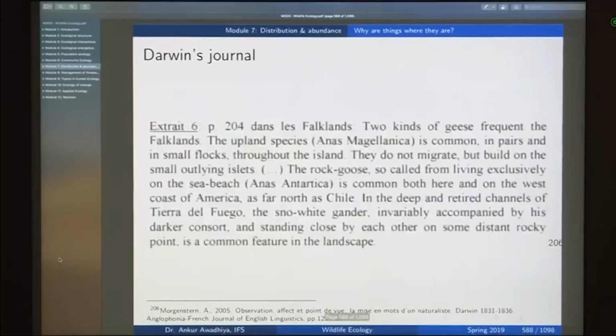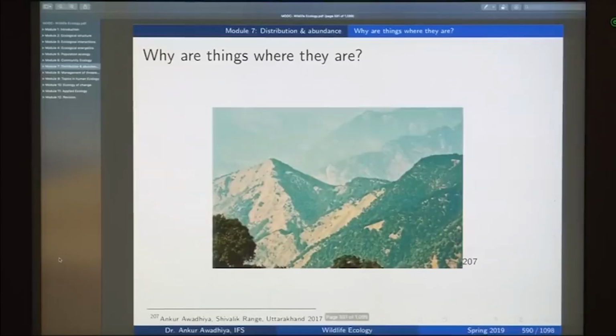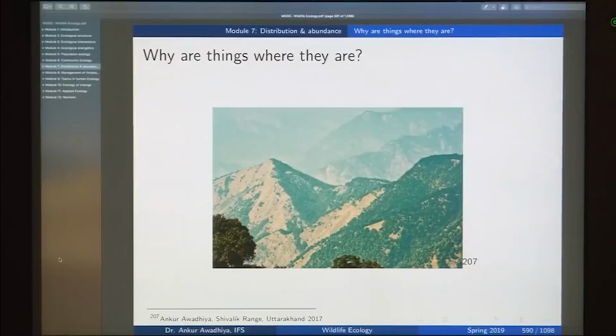So, we looked at these examples, and this is something that we have been looking for a very long period of time, and we define the factors that govern biogeography into push factors and pull factors. Now, pull factors are conditions that attract organisms to an area, good amount of food that is available, a good climate that is available to the organisms, and push factors are those conditions that drive away organisms from an area, such as scarcity of food or inhospitable climate. So, even in a small mountain we can see that there are certain areas where you have plants and there are certain areas where you do not have plants. So, these things can be right next to each other.